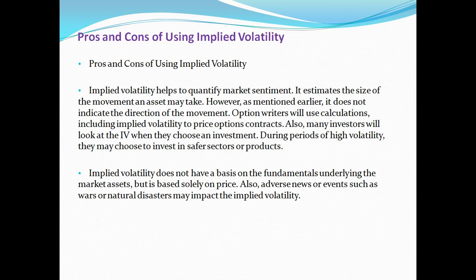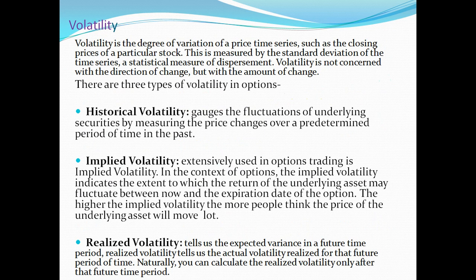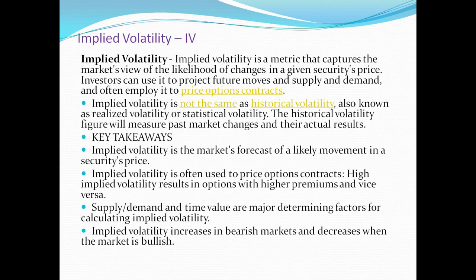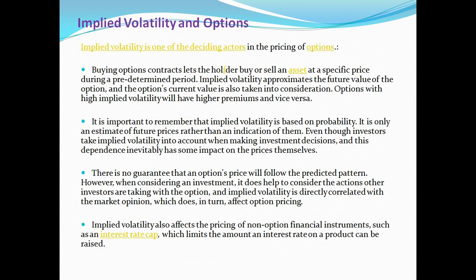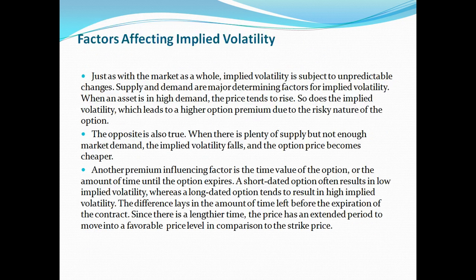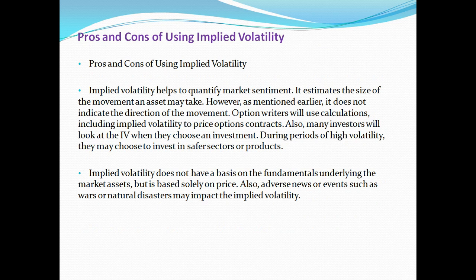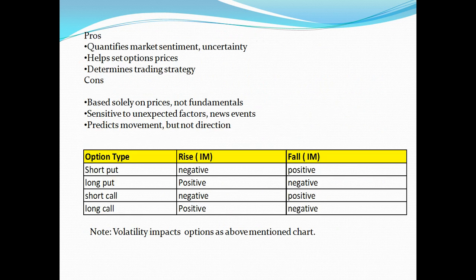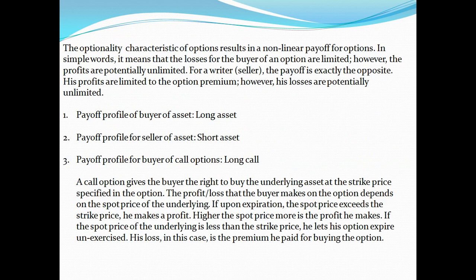So friends, this I covered. First thing, volatility. Then there are three types of volatility: historical, implied and realized volatility. The next is the definition of implied volatility, what are the key takeaways, and the implied volatility and option relationship. Implied volatility is one of the deciding factors in the pricing of options. Then what are the factors affecting implied volatility, and the pros and cons of using implied volatility. Then what are the properties and what are the cons.